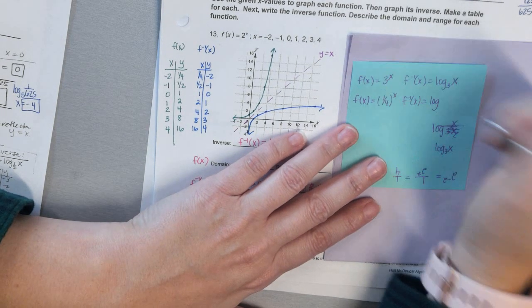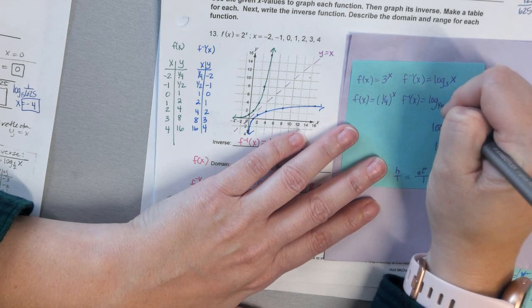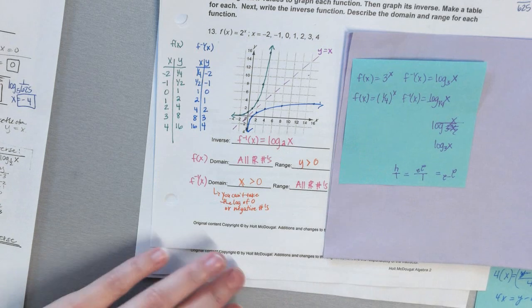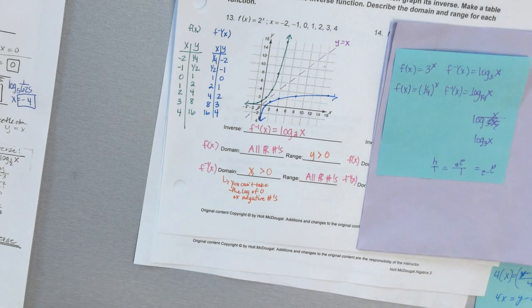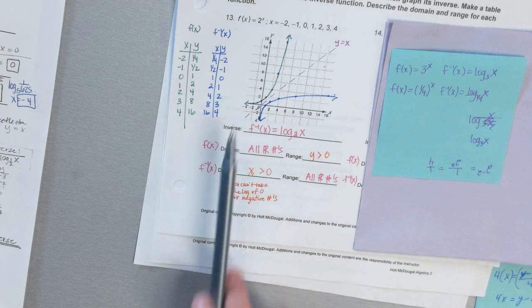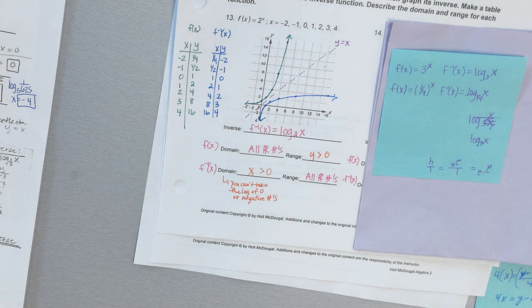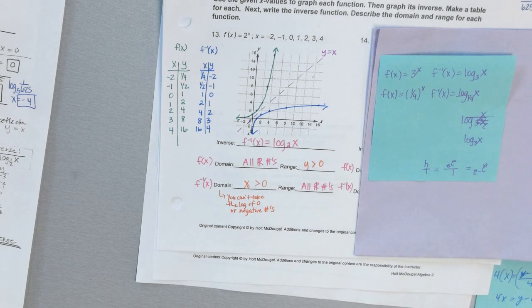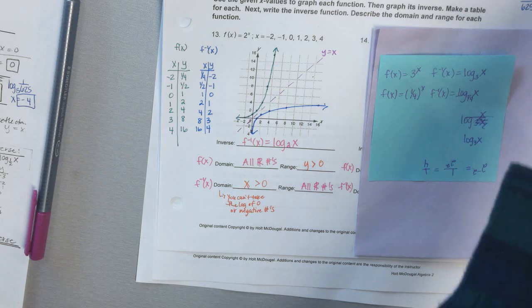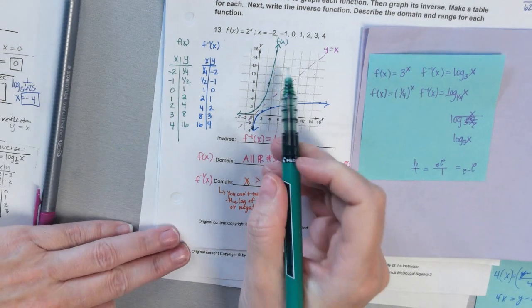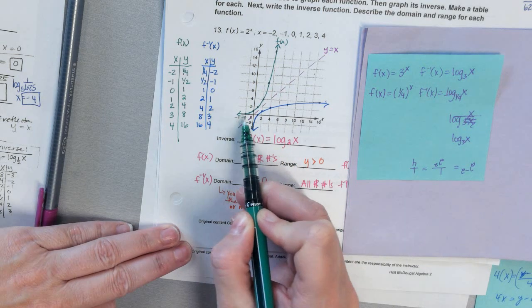Log base 1/4 of x. And they're all in the same line there. Okay, not an exponent. Okay, and then remember the exponential function should always approach what line? It's always approaching the x-axis.